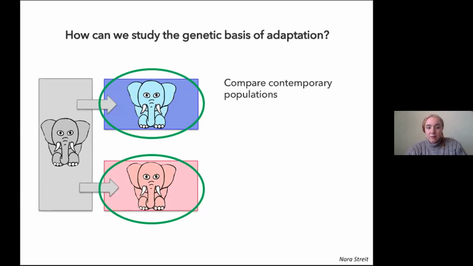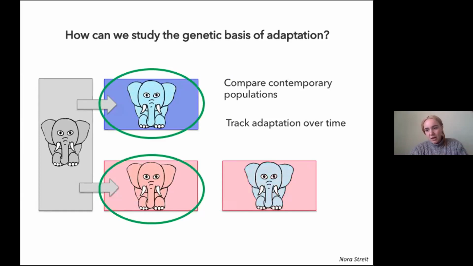Another way to study adaptation is trying to repeat the adaptation process. So to take one ecotype and put it in a different environment and then to track the adaptation over time. But this is very challenging, it's time intensive, and still we don't learn so much about the original adaptation process, so how the adaptation worked for these contemporary populations that we are looking at now.